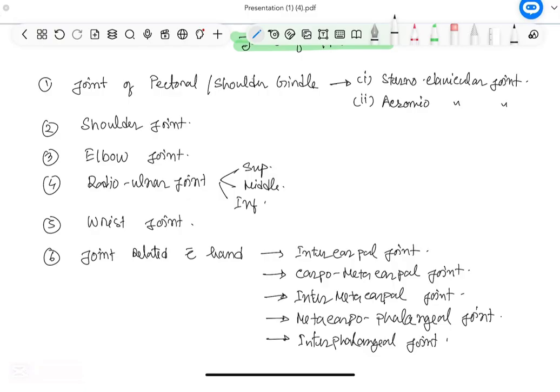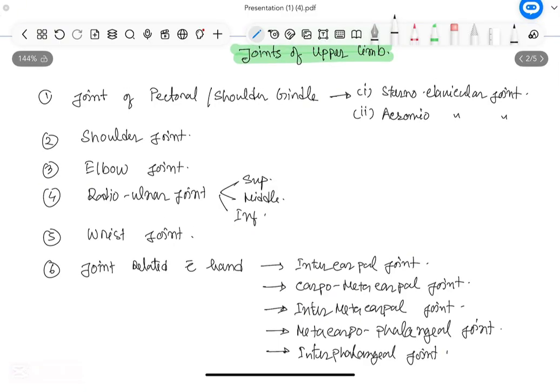Radioulnar joints are three, as two long bones are arranged parallelly. So there will be the superior, middle and inferior radioulnar joints. After that the wrist joints are there. Then in the whole hand, there are a number of bones. We know there are three segments of bones, proximal, intermediate and distal, and they form joints that are the intercarpal joint, carpometacarpal joint, intermetacarpal joint, metacarpophalangeal joint and interphalangeal joint. So these are all the joints of the upper limb.